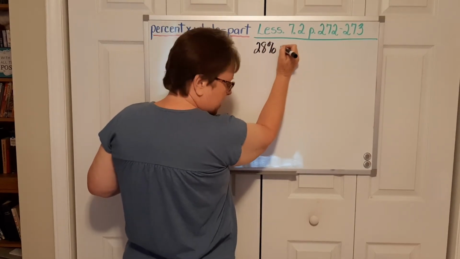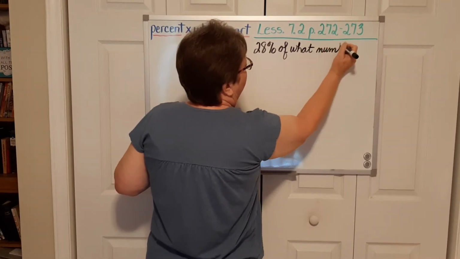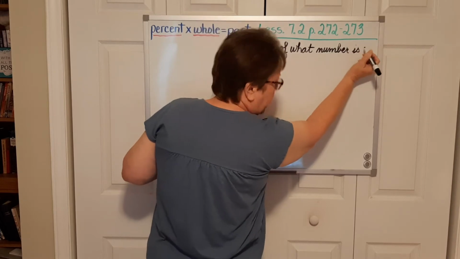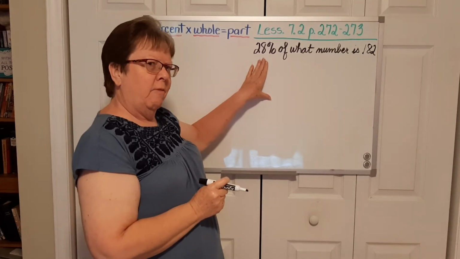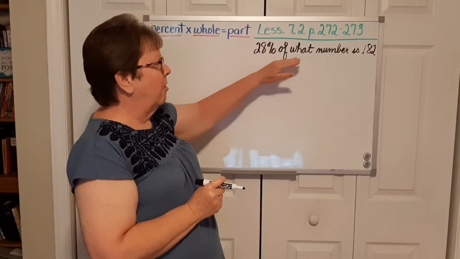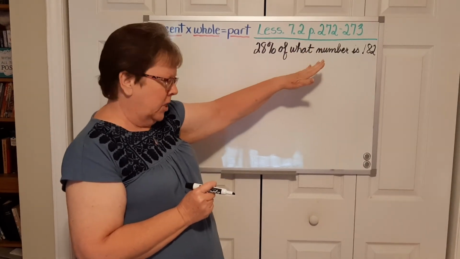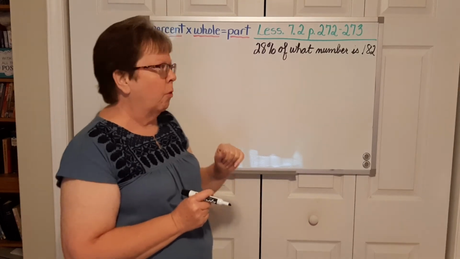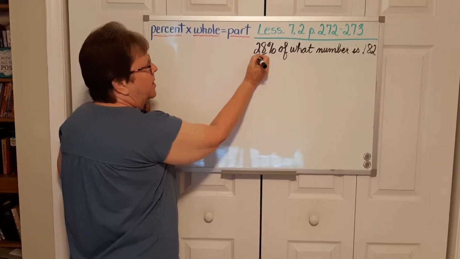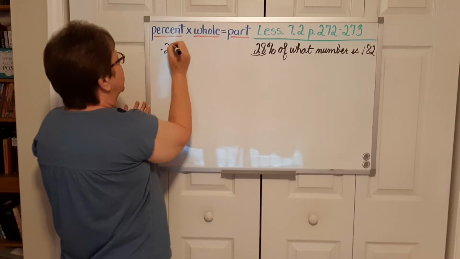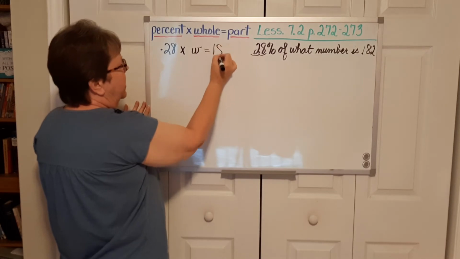28% of what number is 182? So look again, 28% of a number. So that's only part of whatever that number is. So we know that 182 is going to be the part of the number that we're looking for. Okay, so here's our percent. And again, if we make it a decimal, we go 2 places to the left. So it's 0.28 times, and we're trying to find what our whole number is, and our part is 182.